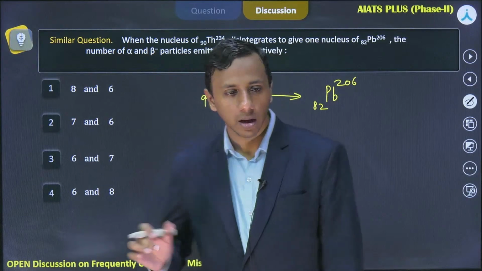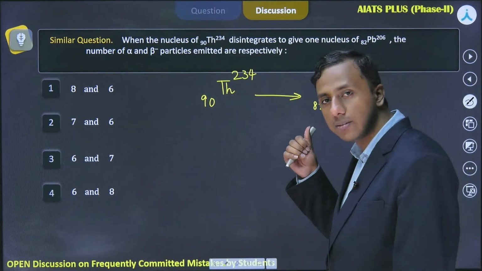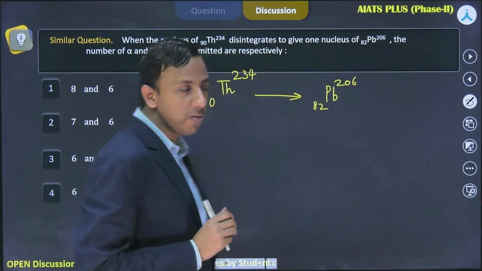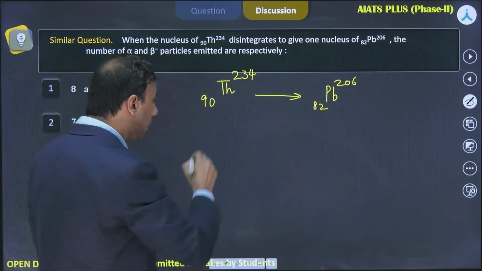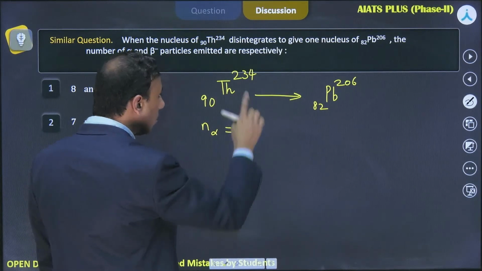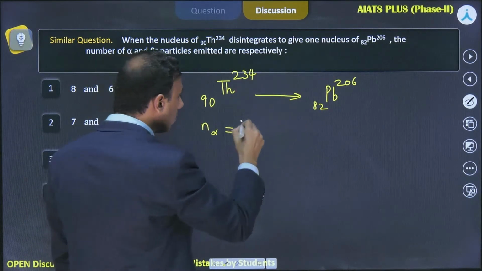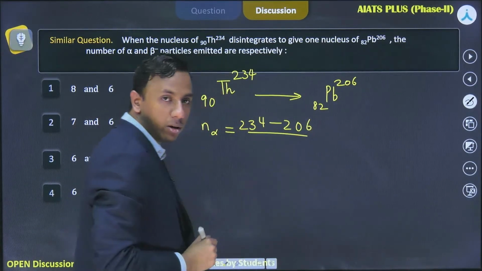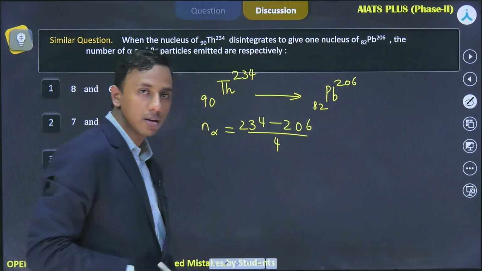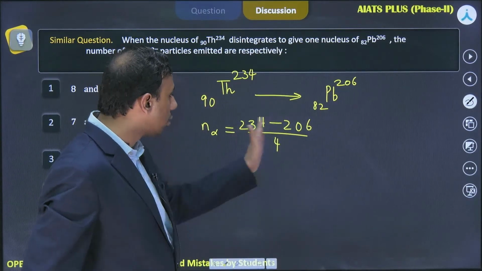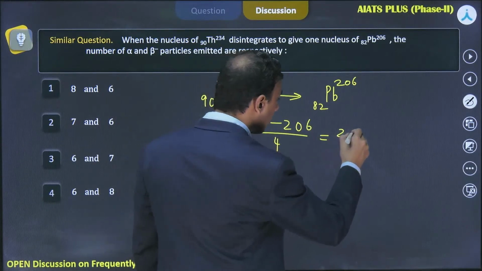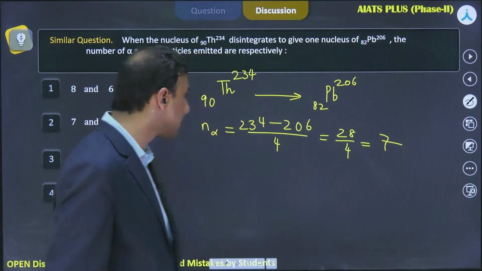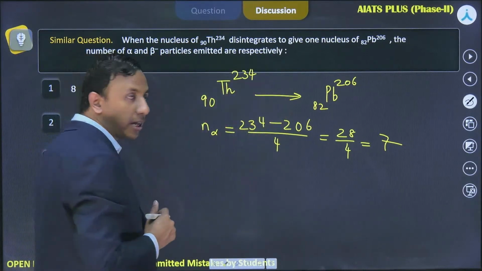So very simply, we will employ the very exact same method that we used in the previous question, right? Number of alpha particles, how will we find? Find the decrease in mass number. The decrease is how much? 234. Use the same thing, 234 minus 206 upon 4. So what is this? 28. 28 upon 4, that is 7, right?